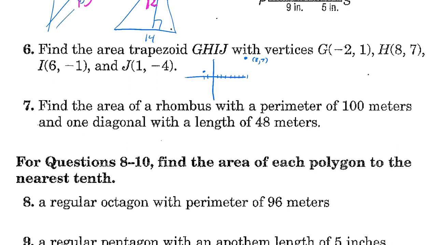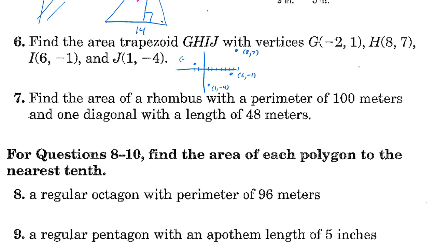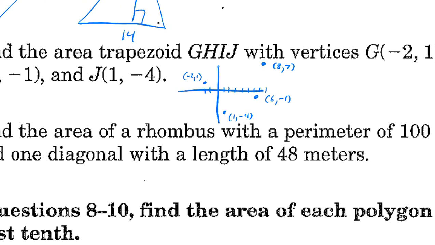We got 6 somewhere over here, 6, -1 like this. And we got 1, -4 like this. And we got -2, and we got -2, comma 1. All right, so all I have to do is find the slopes here to see which are the base, and then we'll have to use the distance formula.